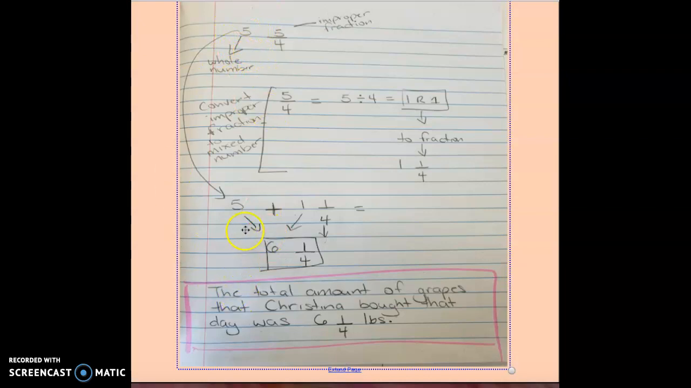So now I need to add back my 1 1/4 to the 5, the whole number that I had originally. So I'm carrying it down. So I have 5 plus 1 and 1/4. And so I'm adding my whole numbers first. 5 plus 1 is 6. And then I'm bringing down my fraction of 1/4. So we have a total of 6 and 1/4. So the total amount of grapes that Christina bought that day was 6 and 1/4 pounds.